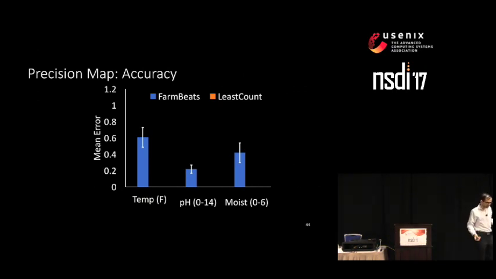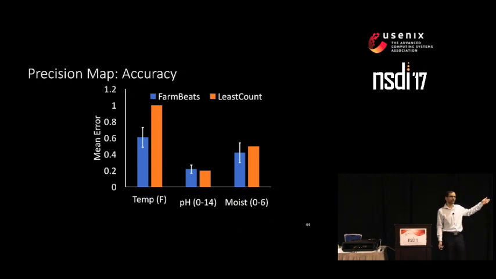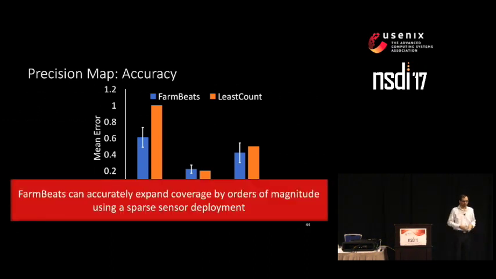And to give you a perspective, I'm going to also plot the least count of our sensors. That is the granularity at which our sensors can measure the value. For example, my temperature sensor has the least count of 1. And what that means is that my temperature sensor can either measure 45 Fahrenheit or 46 Fahrenheit and nothing in between. So what you can see is that our predictions are doing comparable with the least count of the sensors. And what this means is that our predictions are as accurate as measuring with the sensor values themselves. So FarmBeats can accurately expand the coverage by using a sparse deployment of sensors and using a drone.